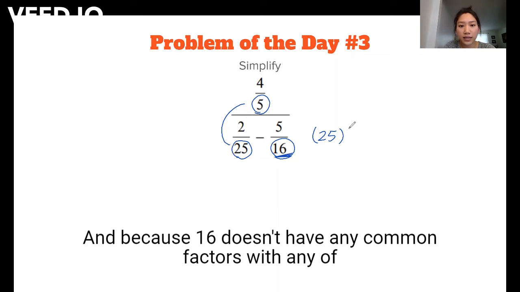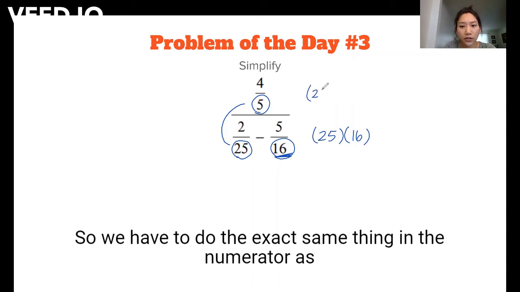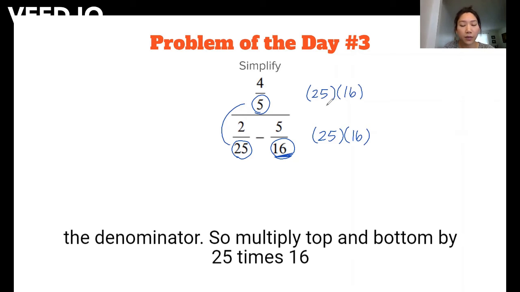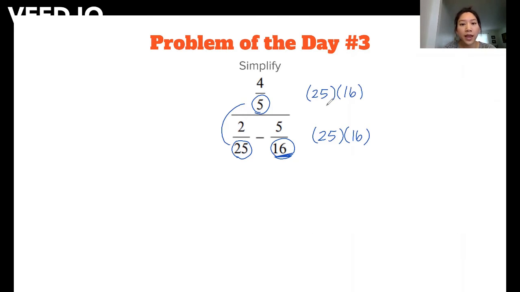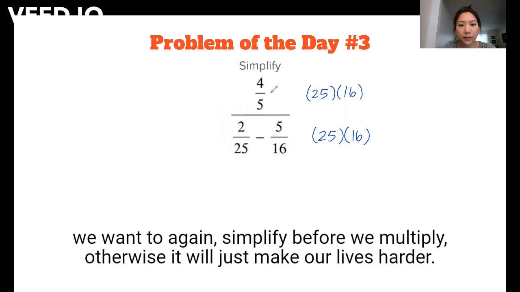And because 16 doesn't have any common factors with any of the other denominators, then we also just multiply top and bottom by 16. So we have to do the exact same thing in the numerator as the denominator. So multiply top and bottom by 25 times 16, and then simplify from there. So what I want you to notice is that for the numerator here, we want to, again, simplify before we multiply, otherwise it'll just make our lives harder.